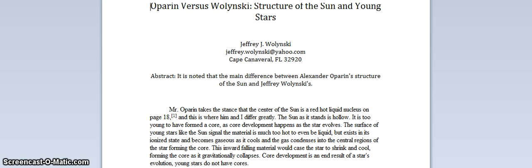Here it is. Oparin versus Wolynski, structure of the sun and young stars. It is noted the main difference between Alexander Oparin's structure of the sun and Jeffrey Wolynski's. And I'll just go ahead and read this out to you. Mr. Oparin takes a stance that the center of the sun is a red-hot liquid nucleus on page 18. I'll link that on the bottom of this video. And this is where him and I differ greatly.